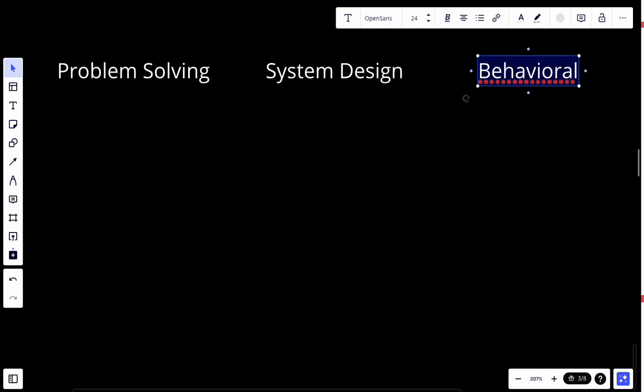Let me make sure that I'm typing it right. Yeah, not right.